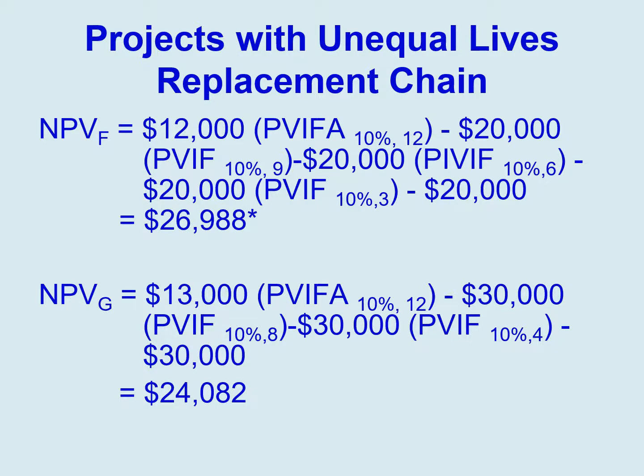Now there's an alternative way of doing the same problem. You can see that with the replacement chain we expand the cash flows so that they end at the same time. The other way of solving the problem is the equivalent annual annuity.